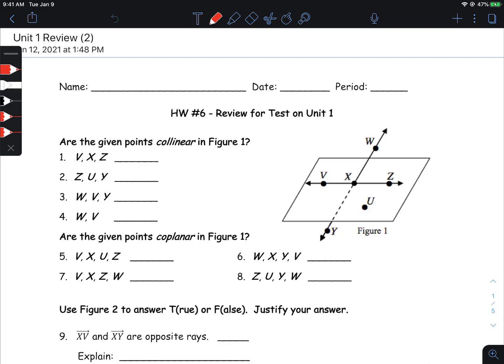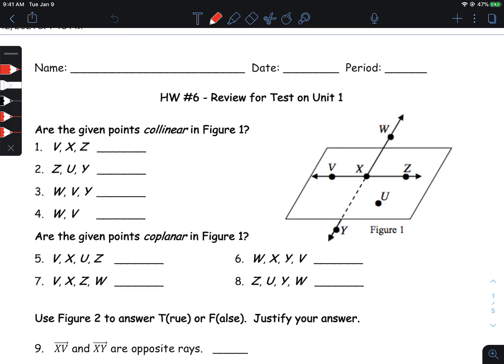All right, we got the Unit 1 test review here. First couple questions are going to ask us if the following points are collinear. So we're going to look here at the picture. First one we got here is V, X, Z. Since those all lie on the same line, we will say those are collinear there.